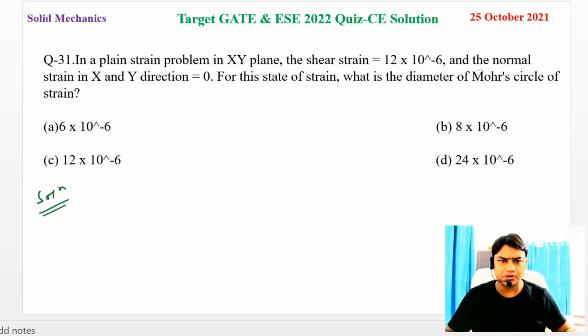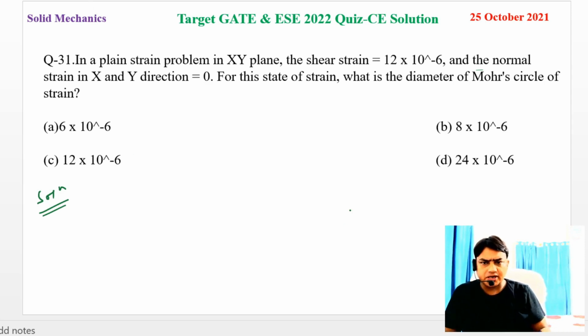Yesterday I uploaded a question related to the GATE and ESE exam 2020. In a plane strain problem in the XY plane, the shear strain is equal to 12 into 10 to the power minus 6 and the normal strain in X and Y direction is equal to 0. For this state of strain, what is the diameter of the Mohr circle of strain?